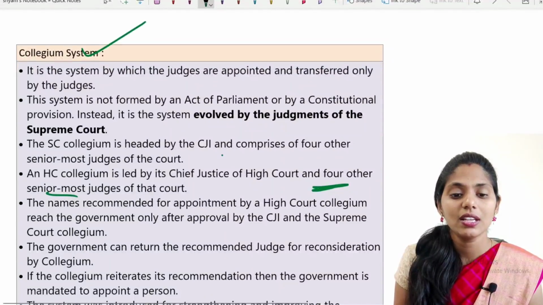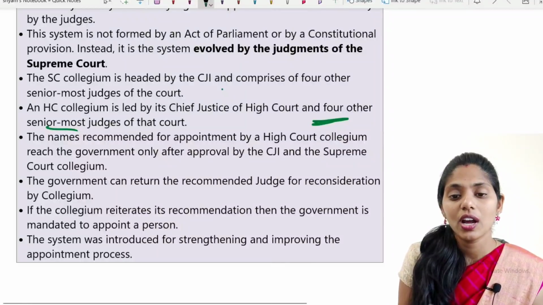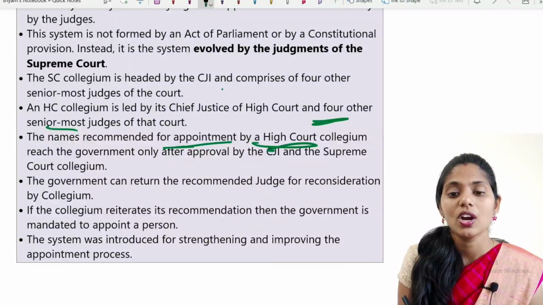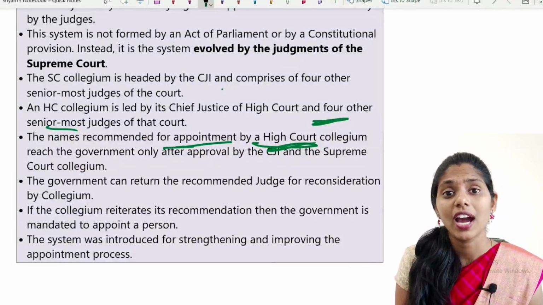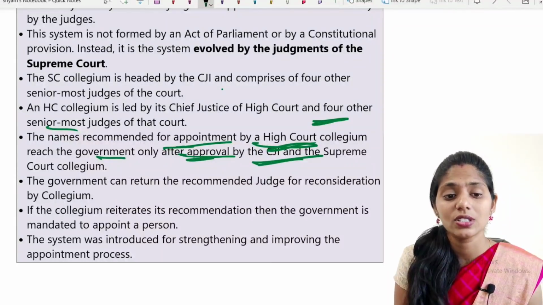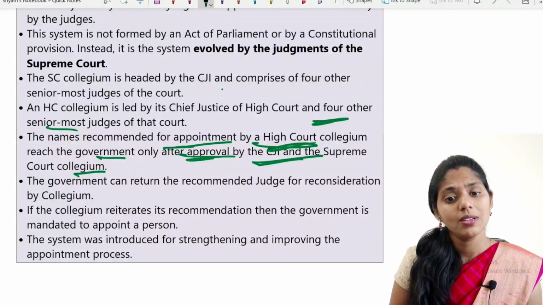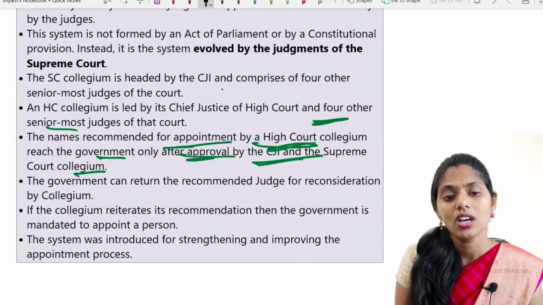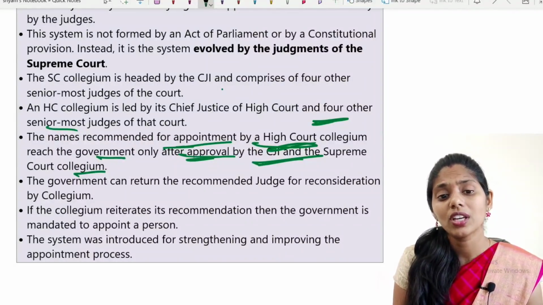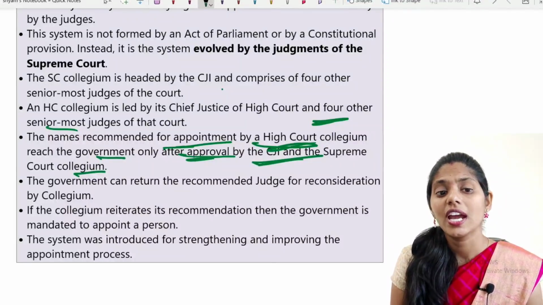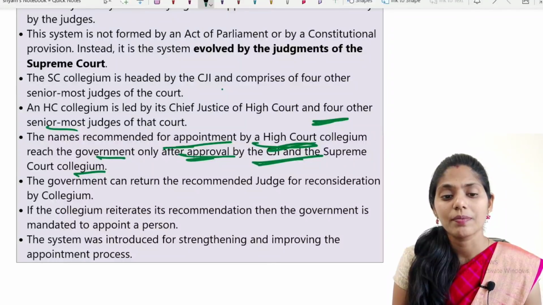And the next one is the names recommended for appointment. The names recommended for appointment by a High Court collegium reach the government only after approval by the CJI and the Supreme Court collegium. So names will be recommended for the appointment of judges in the High Court, and they reach the government only after approval by the CJI and the Supreme Court collegium.